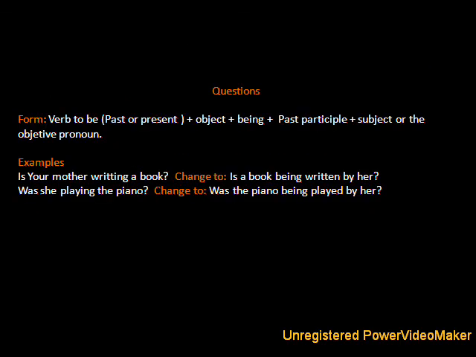Now, if we want to ask a question, we say verb to be in past or present plus the object plus being plus past participle and the subject or the objective pronoun. The example says, is your mother writing a book? We will say, is a book being written by her? Another example says, was she playing the piano? That changes to, was the piano being played by her?